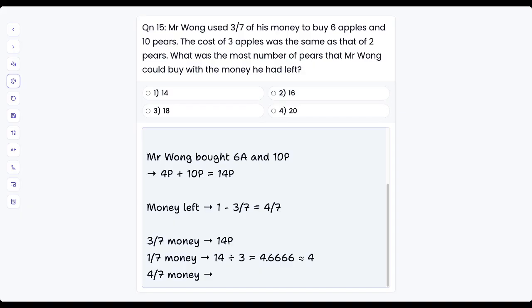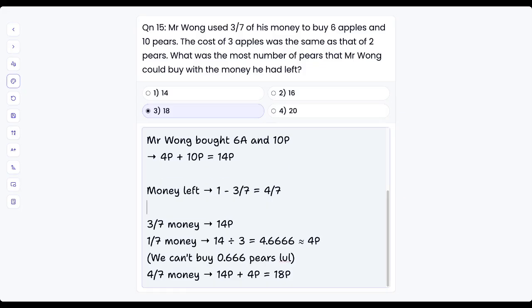Okay, so in this case, 3/7 of the money is basically 14 pears, right? Plus 4 pears, and in this case it will be 18 pears. So for this question, 4/7 is 18 pears. Okay, there you go. That's the answer. All right, so let's move on to the next question.